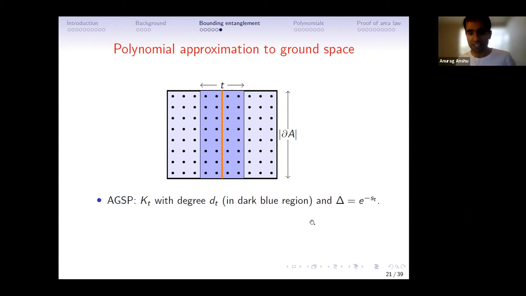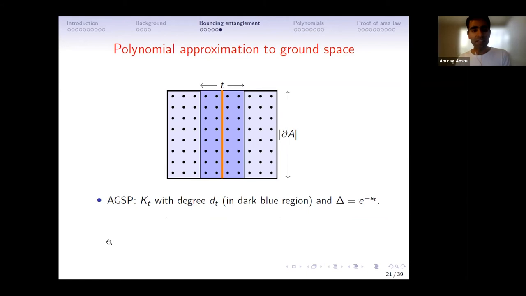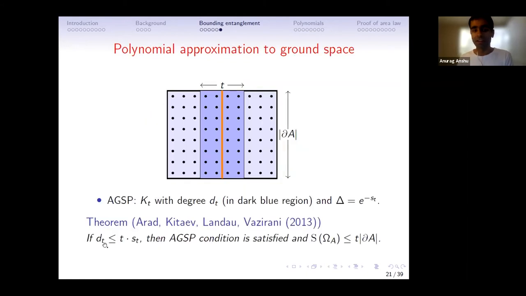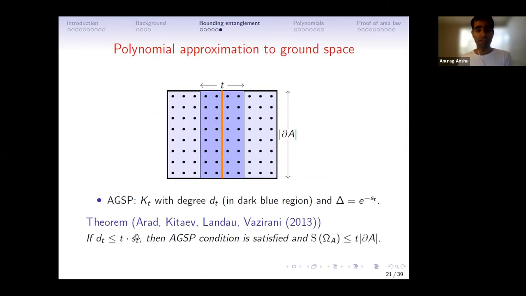So if you could construct such an AGSP, such a polynomial with a certain degree d as a function of t in this region, ignoring whatever happens outside, you can take my word for it, then at a very high level, what was shown by this polynomial approximation result is that instead of the condition that d is less than s, one can relax it: if the degree is less than t times s, where t is the width, then the AGSP condition is satisfied and the entropy is bounded by t times the area, which is the volume of this region, roughly. So instead of satisfying this rather hard-to-get condition, one tries to satisfy a rather easier condition. But it turns out this is not so easy, so we'll see.